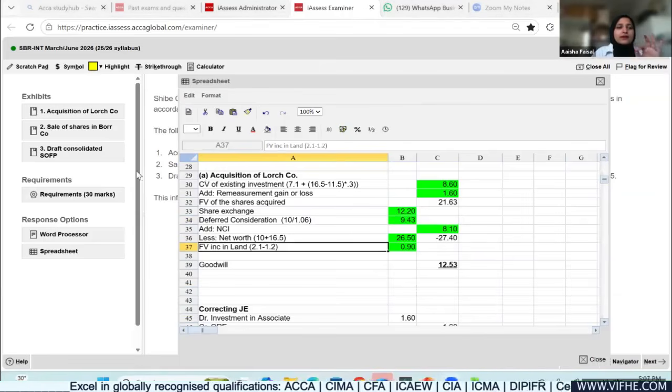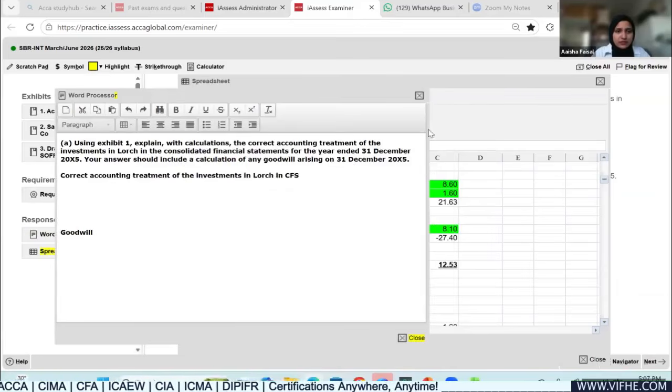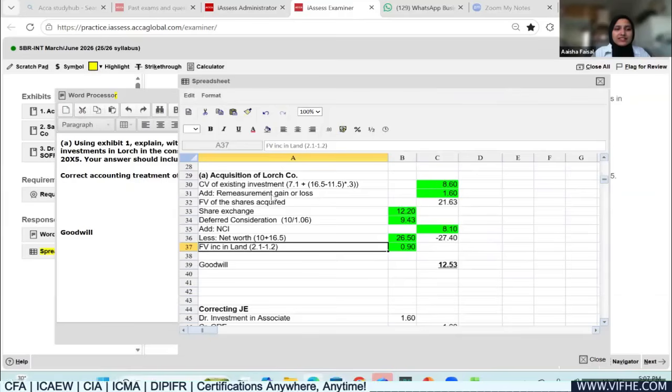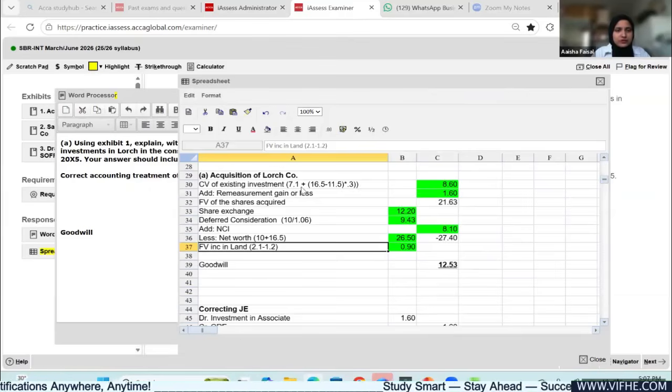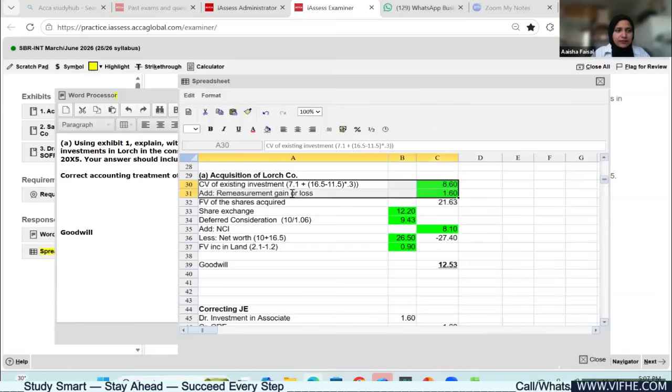Okay, great. So remember, the question requirement on the discursive side was correct accounting treatment of the investments in Lodge and the goodwill accounting, both, right? So when I'm talking about the correct treatment of investments in Lodge, I will explain that the existing investment that was already recorded must have been the original cost of investment plus the share in profit, right? However, because step acquisition took place, the fair value of the existing investment was required, and this led to a remeasurement gain of 1.6. So this piece was to be explained for correct accounting treatment of Lodge and CFS.